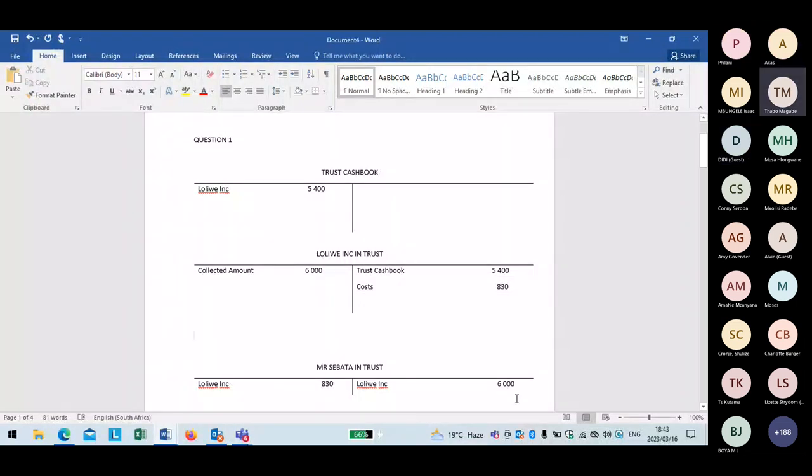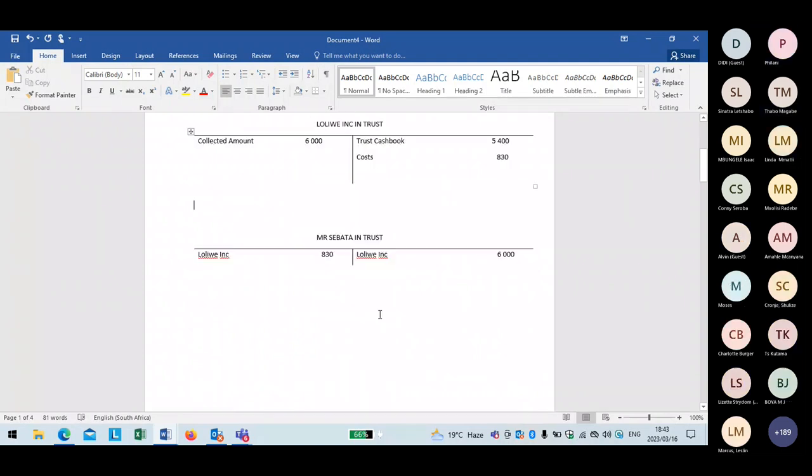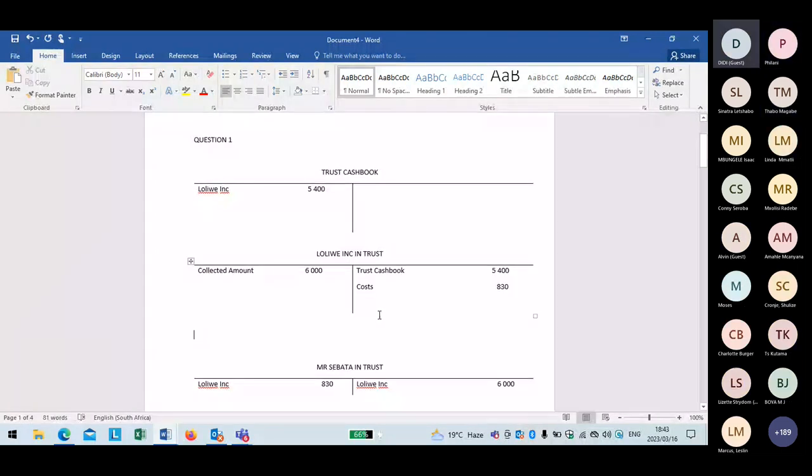And now in step number five, when we wanted to transfer, we still came here to check if there are sufficient funds for us to transfer. And this was after we first checked how much was due to us. What confuses me is the collected amount.